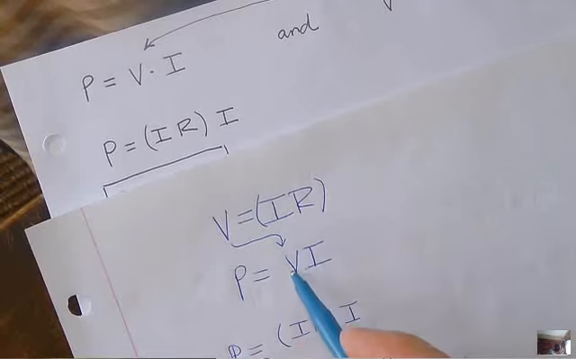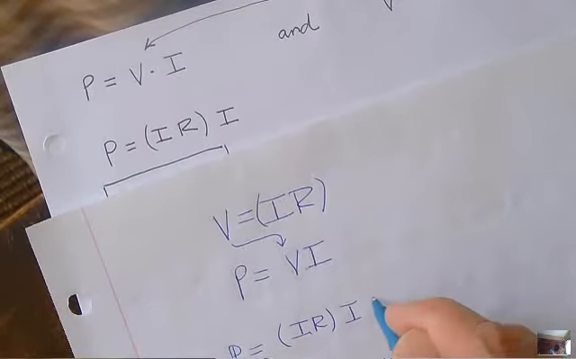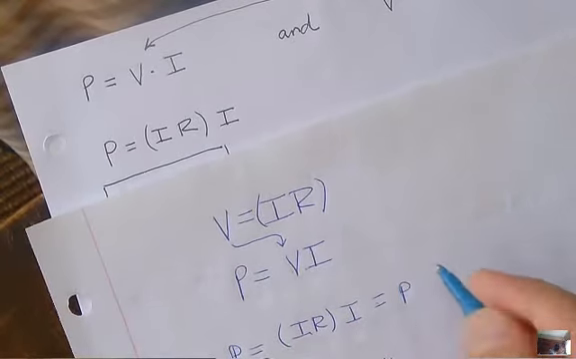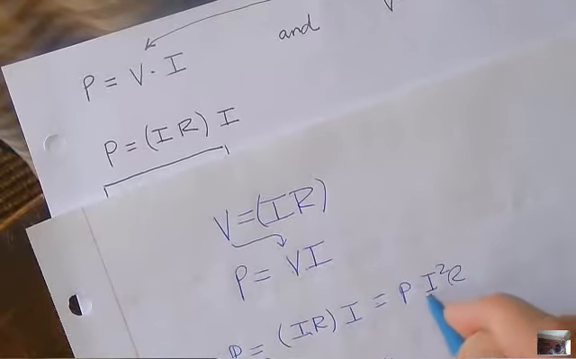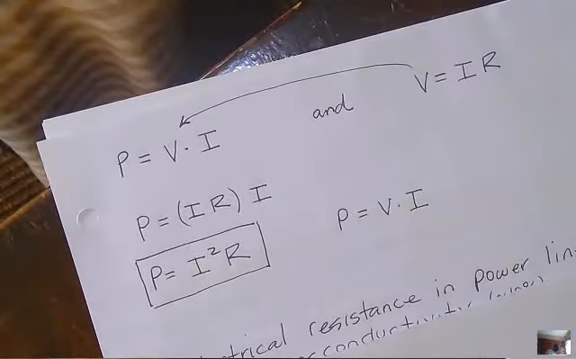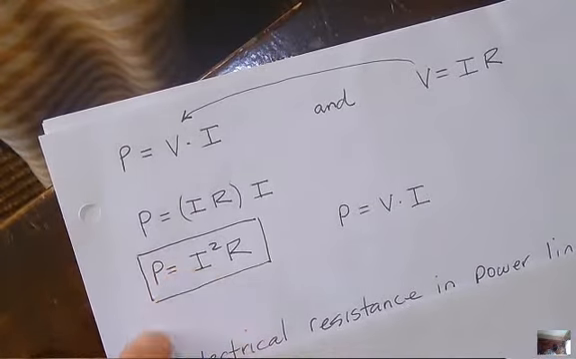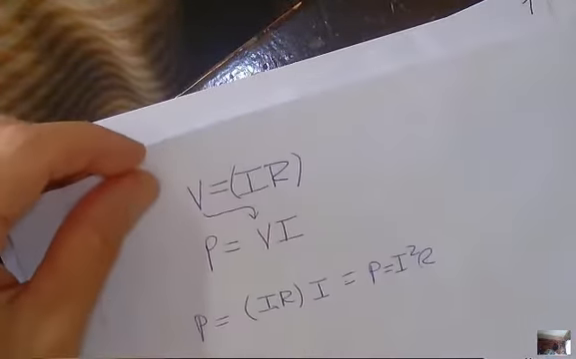So what's in parentheses up here? Substitutes. Okay, so how do I simplify that? Power is equal to I times I, which is I squared R. So that's the first one. Power is equal to I squared R.